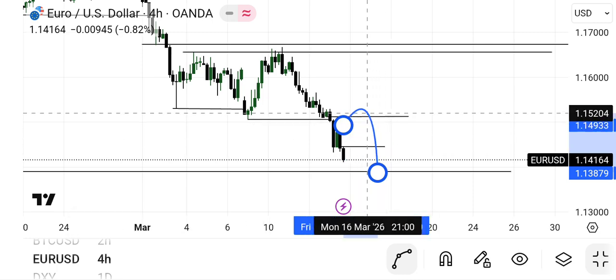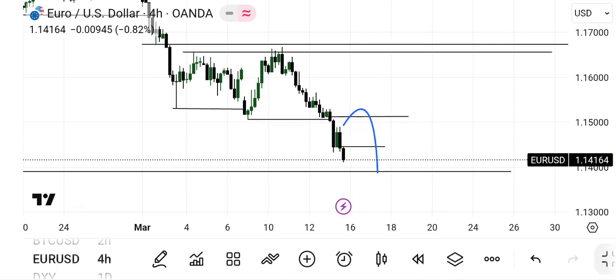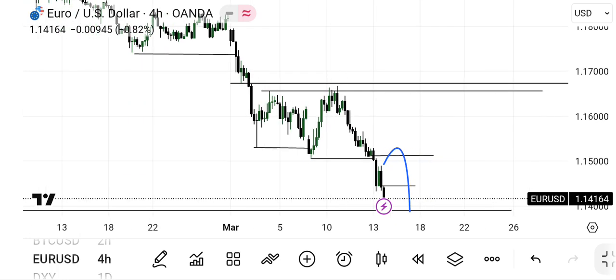So expect something like this for EURUSD. You know that when EURUSD is selling, the DXY is buying.